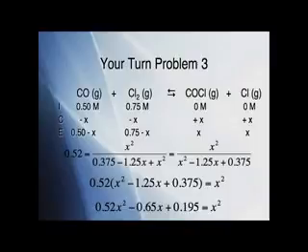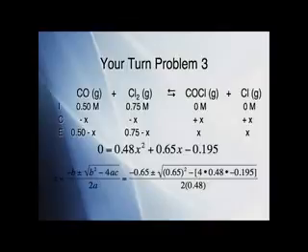Once we get the x squared minus 1.25x plus 0.375 quantity on the left side of the equation, we multiply it by the 0.52, and so we end up with 0.52x squared minus 0.65x plus 0.195 is then equal to x squared. I'm going to subtract the quantity from the left side of the equation from both sides of the equation so that I can get this set up in quadratic form.